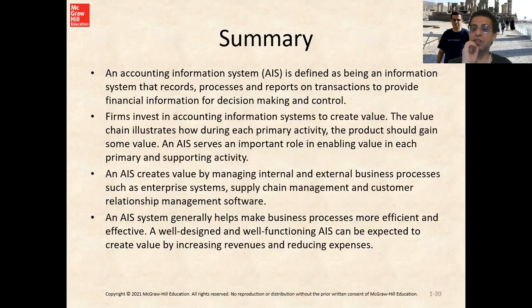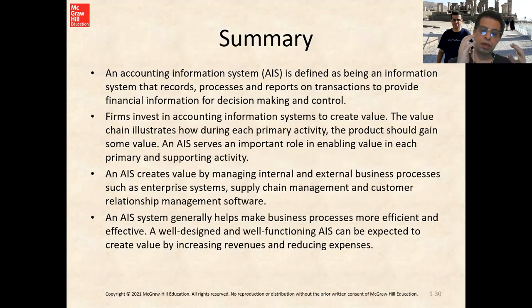So in summary, an accounting information system is defined as an information system that records, processes, and reports on transactions to provide financial information for decision making and control. So there are two things: control and decision making. Firms invest in accounting information systems to create value. The value chain illustrates how, during the primary activities, the product gains some value. And AIS serves an important role in enabling value in each primary activity and support activity. We went through that.